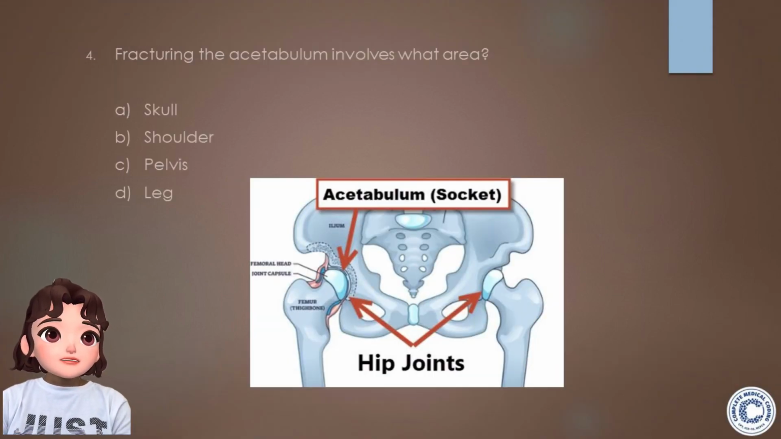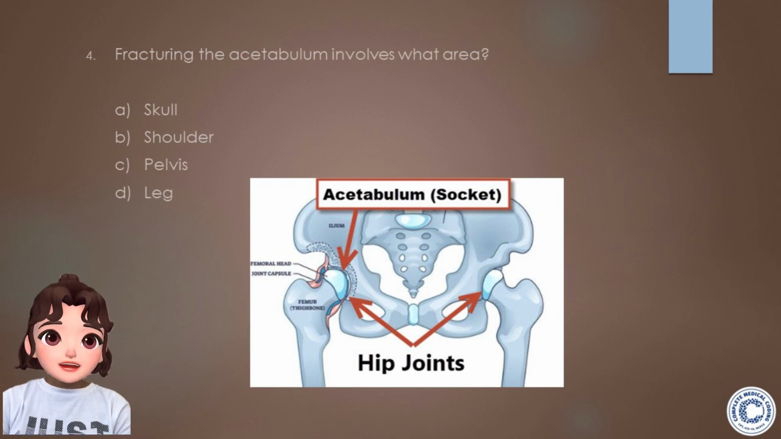Next question, fracturing the acetabulum involves what area? So where is this acetabulum located? You have to check that. So options are skull, shoulder, pelvis and leg. So see in the picture, where is this acetabulum socket? It's in the hip joint, just beside the hip joint. So that is the pelvic area, right? So the answer will be option C, pelvis.